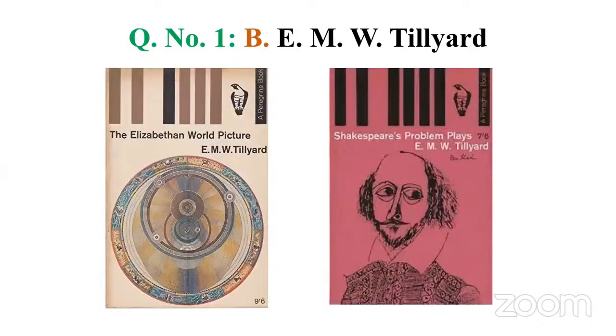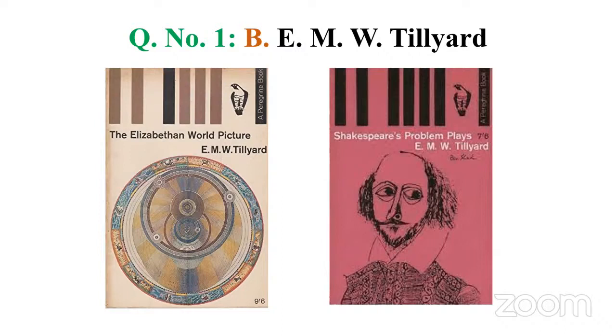In question number 1, we have the mention of the critic E.M.W. Tillyard. So who is this E.M.W. Tillyard? He is a celebrated critic known for his Shakespearean criticism and his opinions on the Elizabethan age in general. His most acclaimed work is The Elizabethan World Picture, and this might be a question next time. And his another book is Shakespeare's Problem Plays.